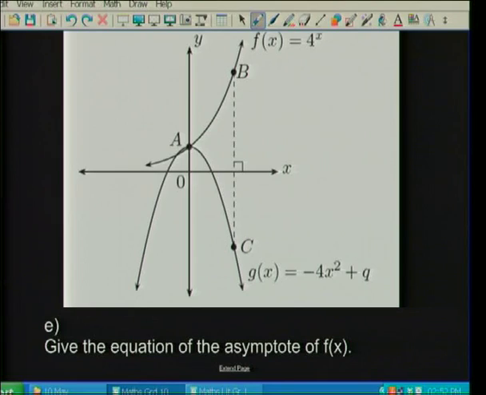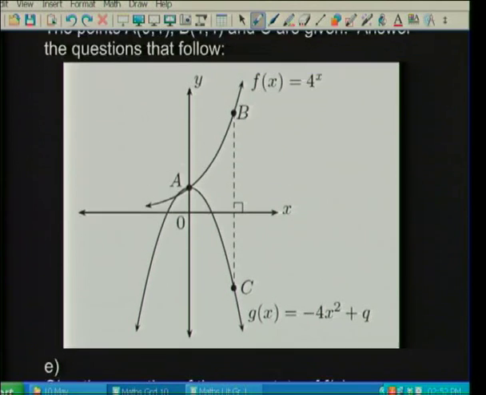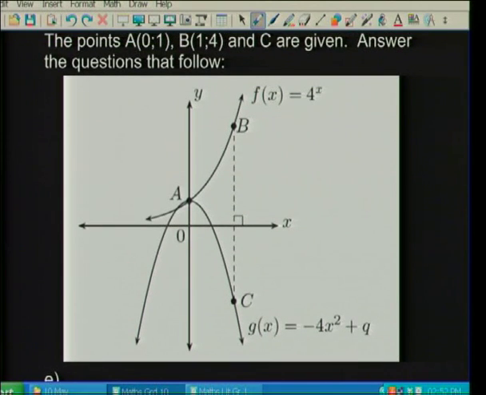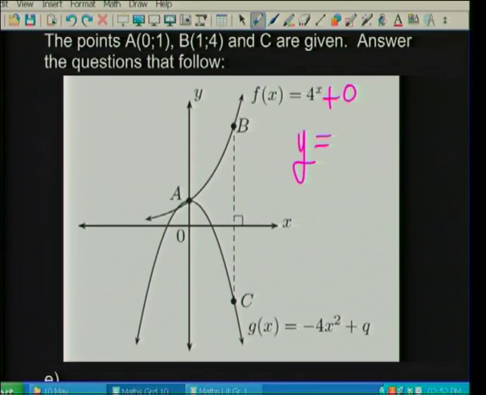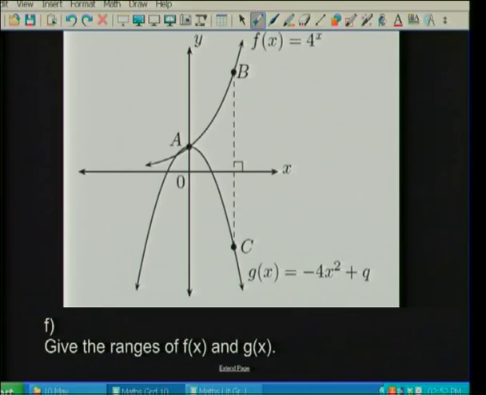The next question asks us to give the equation of the asymptote of f of x. Now, f of x is in the form 4 to the power x plus q, and its q value is 0. Now, the q value gives us the equation of the asymptote, so the equation of the asymptote must be y equals 0. So if the q value was, let's say, 7, then the equation of the asymptote would have been y is equal to 7.